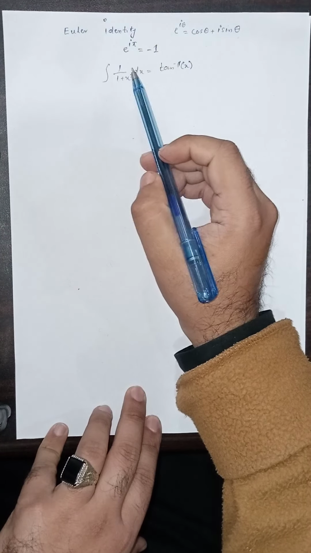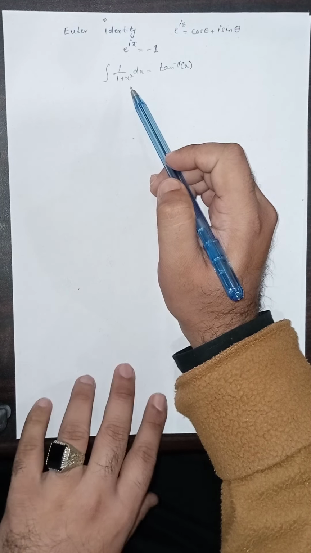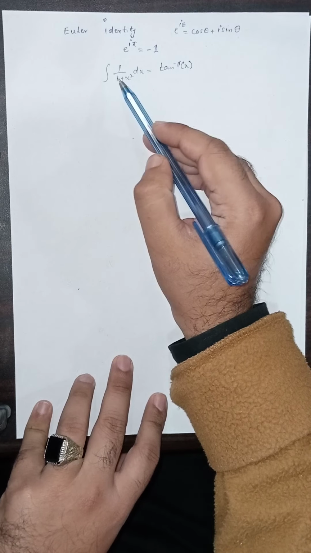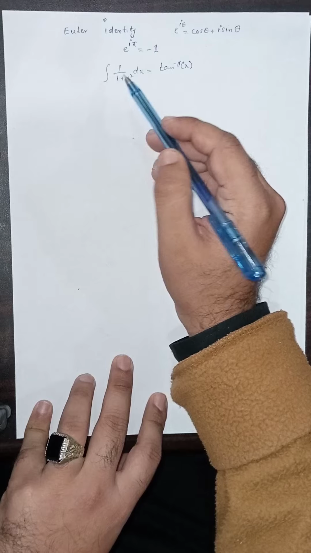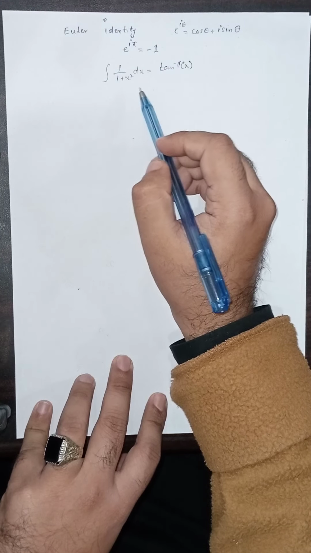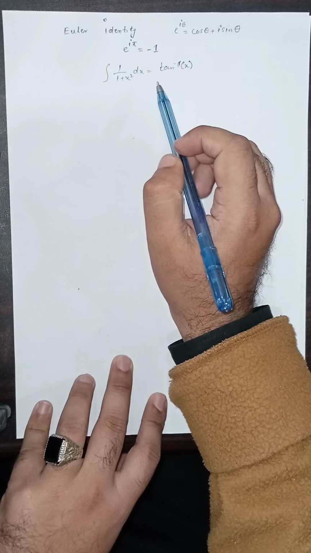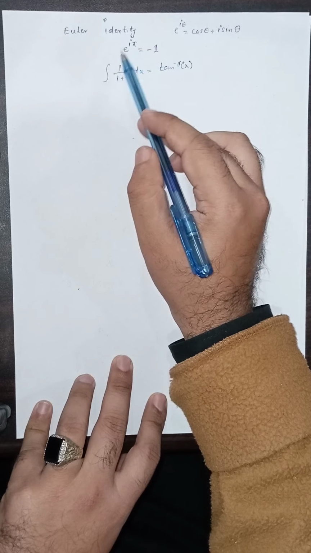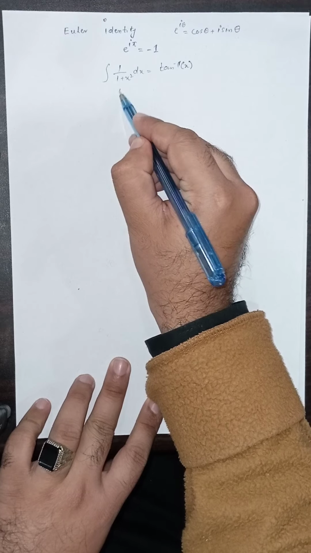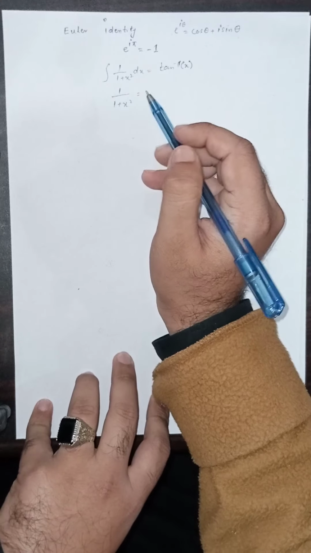So we know that the integral of 1 over 1 + x² dx with respect to x is tan inverse of x. But if I split this 1 over 1 + x² with the help of partial fractions into two fractions and then take its integral, then it can lead to e^(πi) equal to -1.